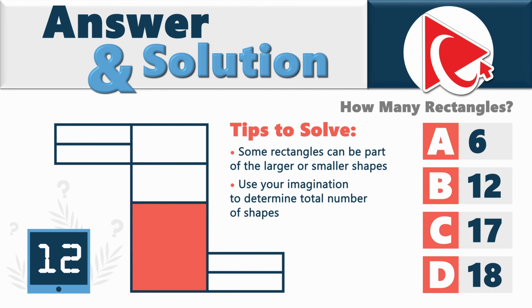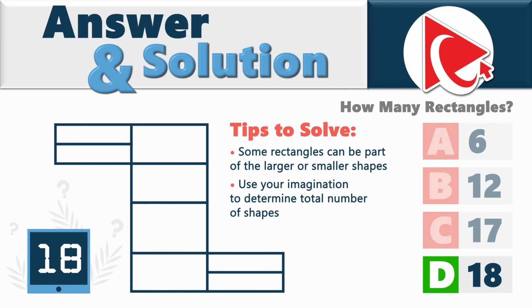Let's uncover all of the rectangles, not just part of them. If you work hard, you can see 6 additional rectangles. Here they are. Number 13, 14, 15, 16, 17, and 18. So the correct answer here is choice D, 18.